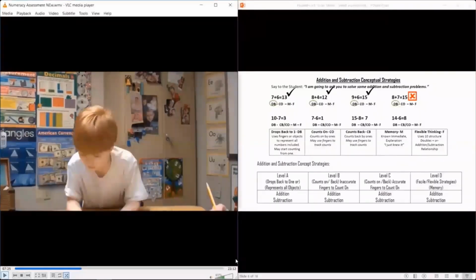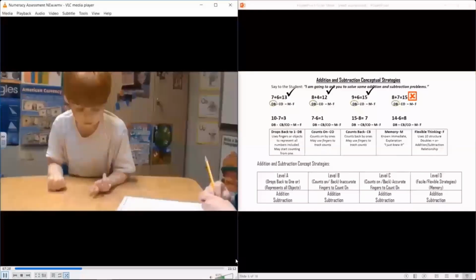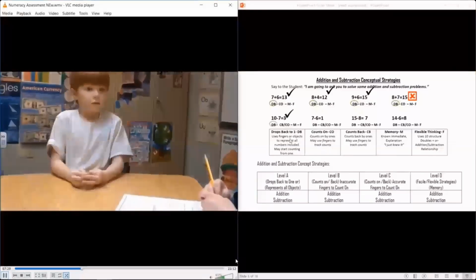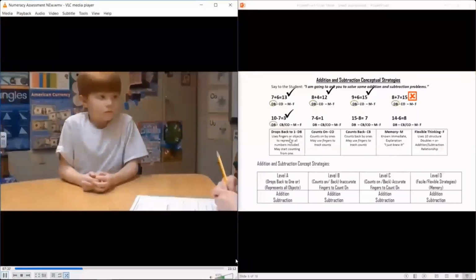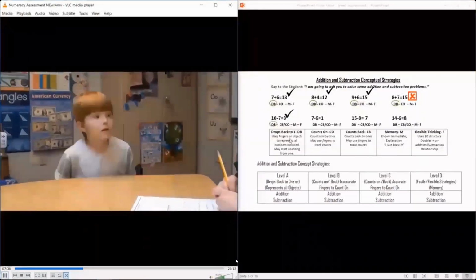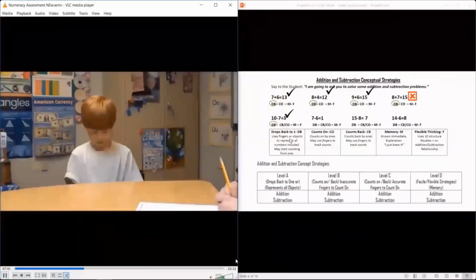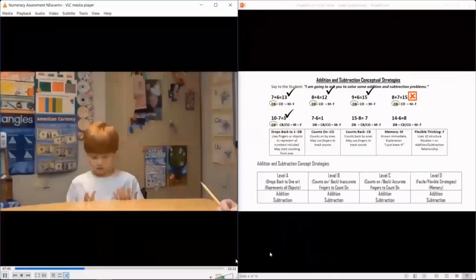What's he doing? He just built a 10 on his fingers. 3. 7 minus 6. 1. 7 minus 6. You can do it on top of the table this time. Okay.